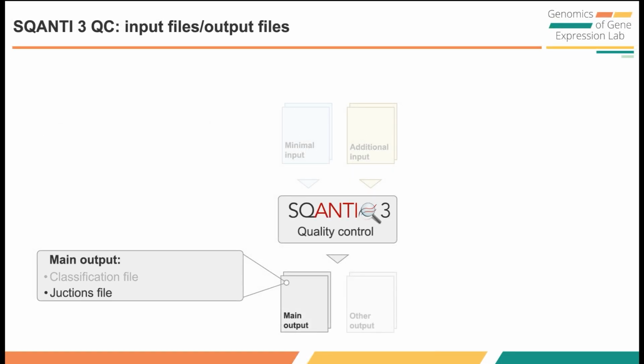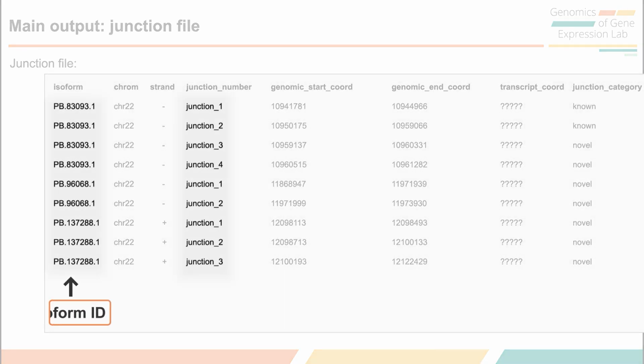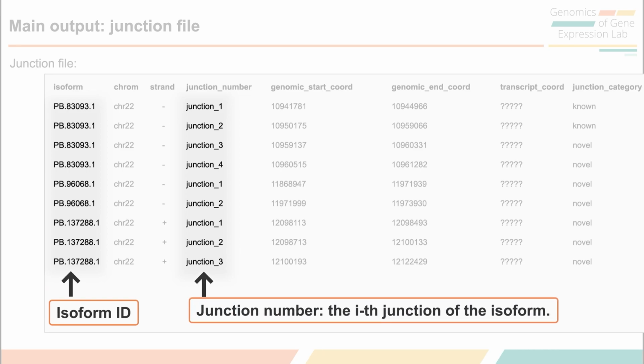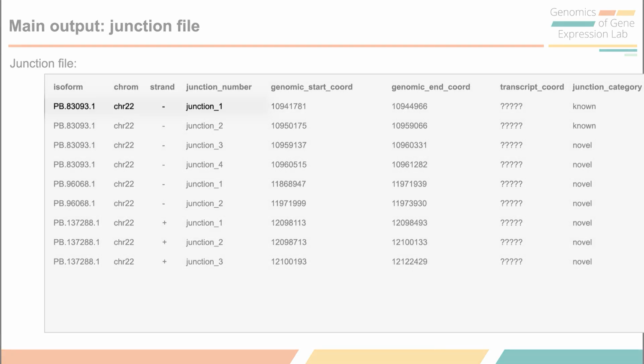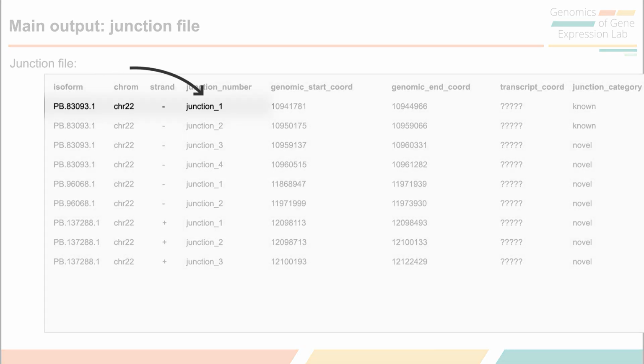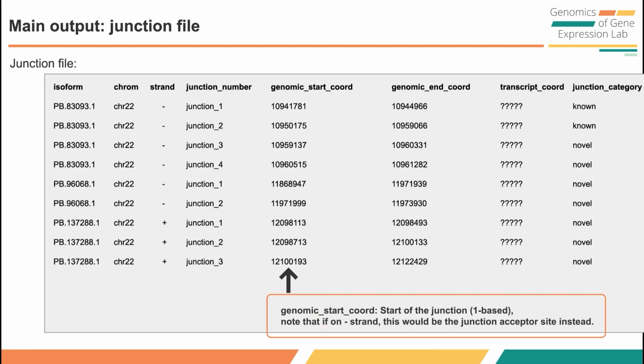The junctions file is another SQANTI3 output file, a tab-separated file containing each junction's information for each isoform. Rows are identified by the isoform ID and the junction number. For example, the first junction in the isoform PB.83093.1 is named junction_1. The second is called junction_2, and so on. Here is a detailed explanation for some hard-to-understand columns.